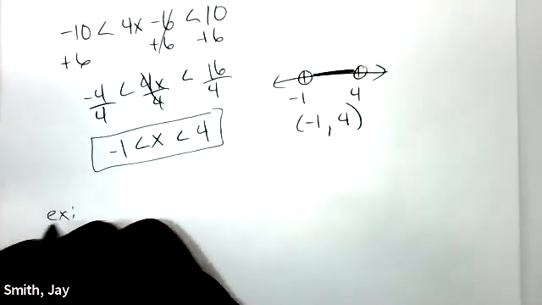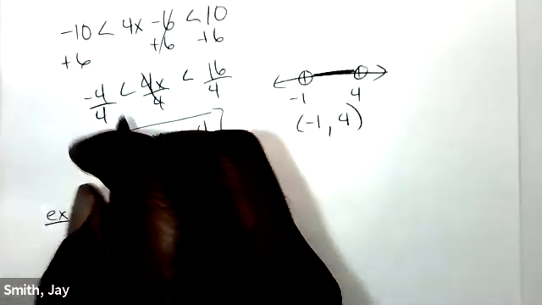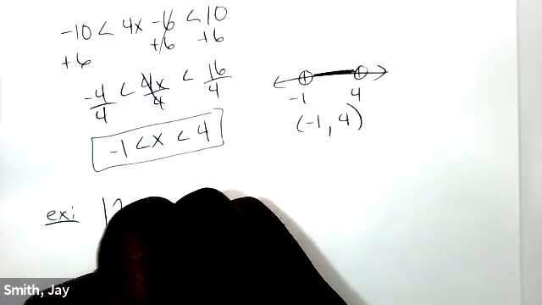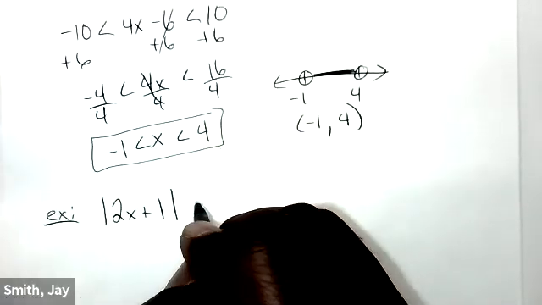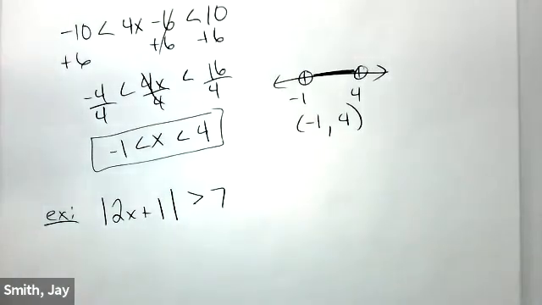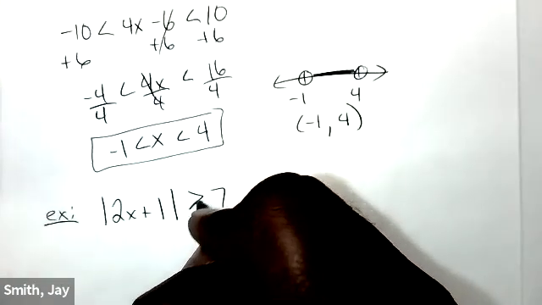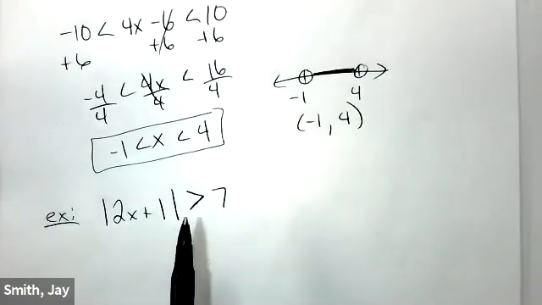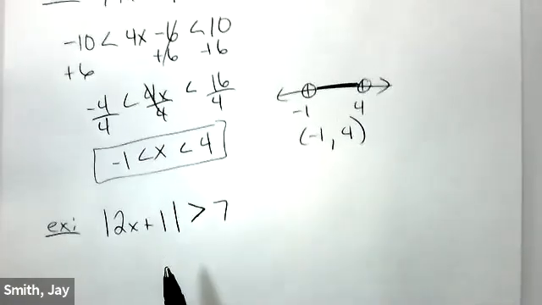Another example, the absolute value of 2x plus 1 is greater than 7. Right. So remember, if we read the problem and say less than, it's a three-sided or compound inequality, an and problem.